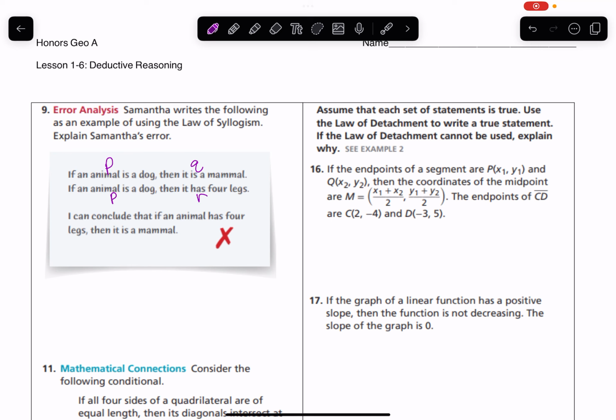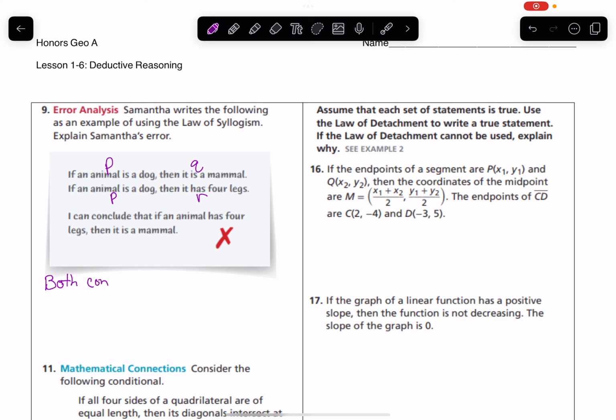The law of syllogism says if we have P leading to Q and Q leading to R, then we can conclude that P leads to R. But here, when we have the same hypothesis both times, that doesn't work. So we can write both conditionals have the same hypothesis.